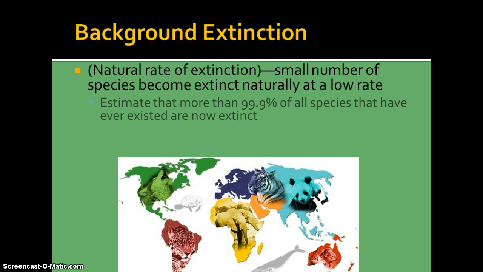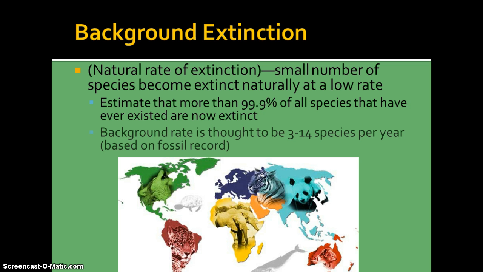So the natural rate of extinction, that background extinction rate, is about 3 to 14 species per year, and that's just based on what we've learned from the fossil record. Also, we've determined that about 99.9% of all species that have ever existed on Earth are now extinct. And if you think back to that timeline that we looked at, how life has evolved over the last 4.6 billion years, we saw how humans were right there at the present. We haven't been around that long at all.